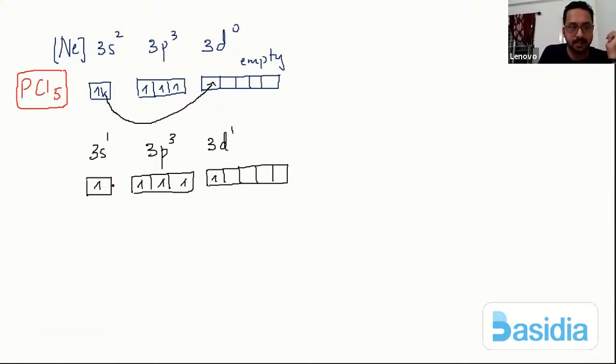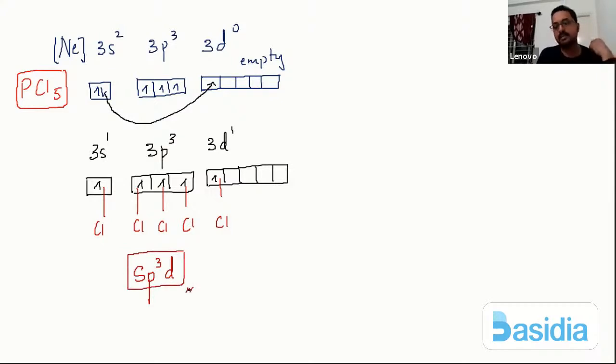So now what exactly happens? One Cl links over here, another Cl links over here, one more Cl linking, another Cl, and another Cl. So one 3s orbital, three 3p orbitals, and one d orbital give us which hybridization? SP3D hybridization. That means one s orbital, three p orbitals, and one d orbital of the phosphorus are involved, and they produce new hybrid orbitals called sp3d hybrid orbitals.